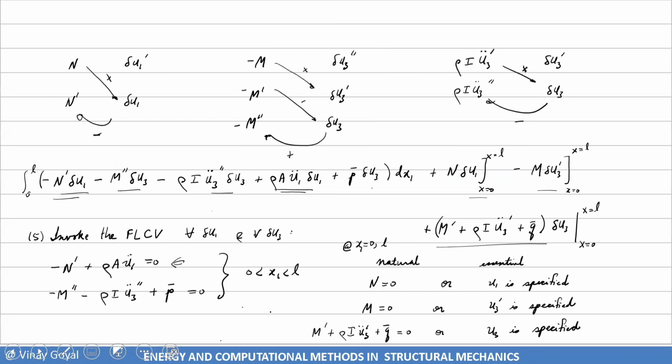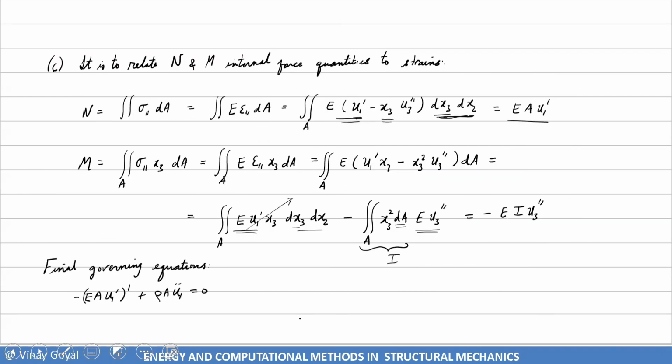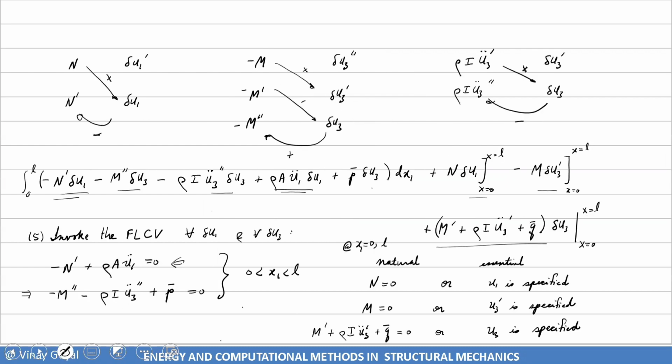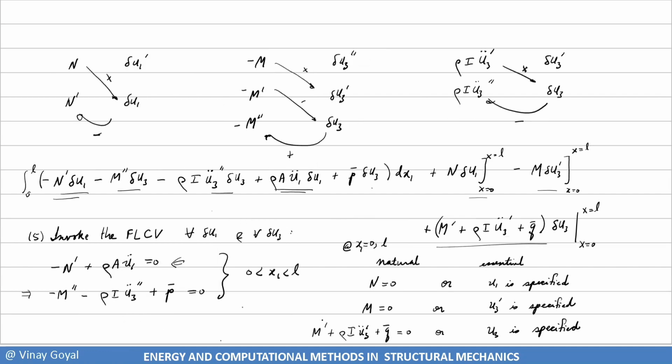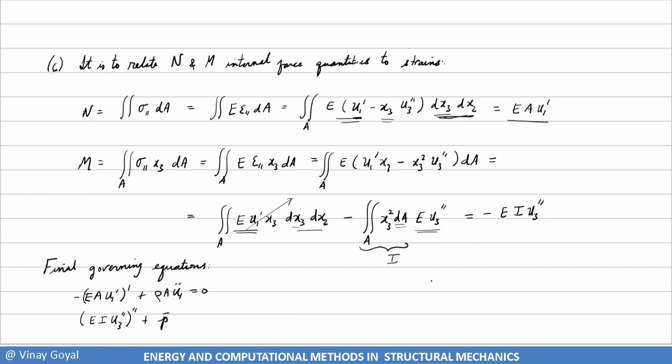Sorry about the backtracking. I wanted to show you that that's what we got. And now I have the next equation, which is this one here. So that's minus, and the minus cancel out, so it's plus EI U3 double prime, and then I have plus that P bar that I had. And then I have this one here, minus rho I U3 double prime equals 0.